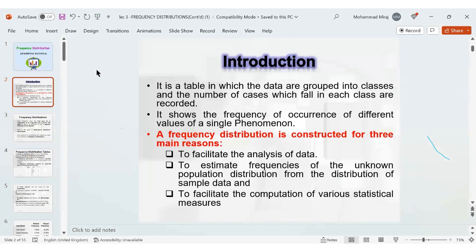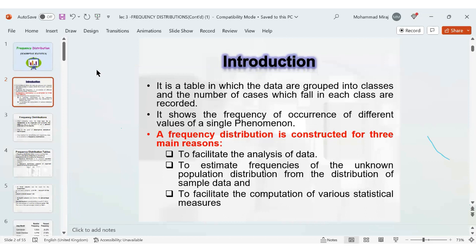When did it happen, how did it happen, where did it happen, why did it happen, who did it. So you can have a very good understanding. Whenever we need to describe any type of data, we need to divide it into tables. So frequency distribution is basically a table in which the data are grouped into classes, and the number of observations which fall in each class are recorded.